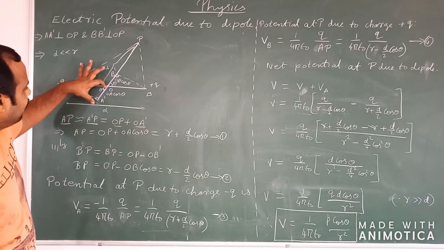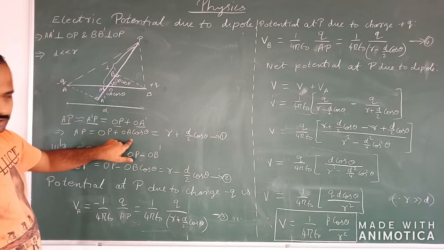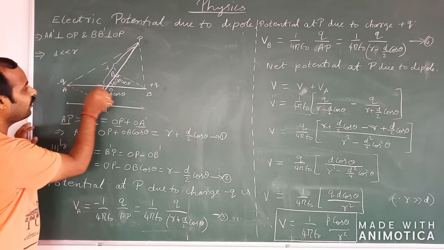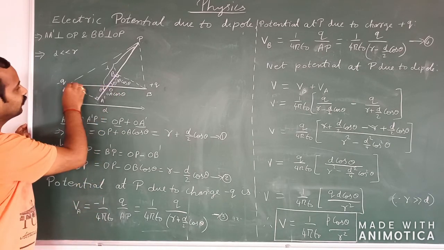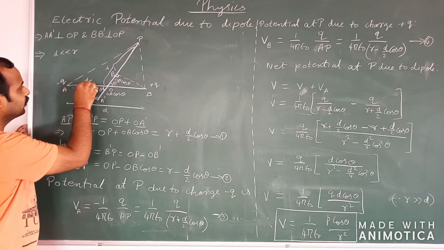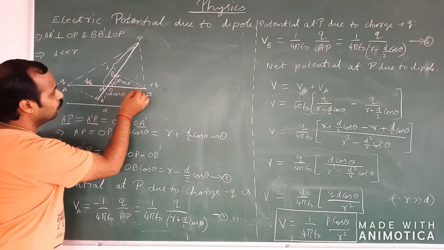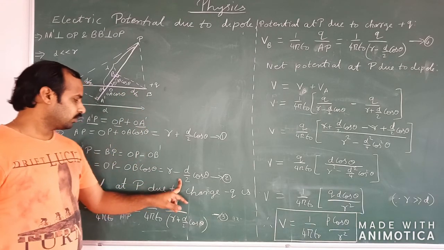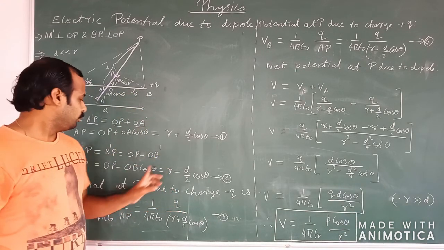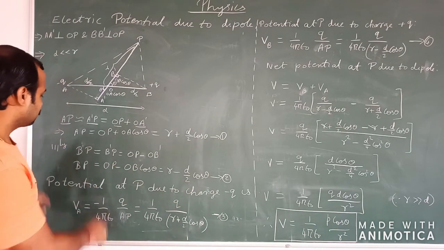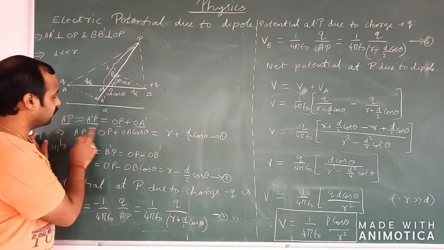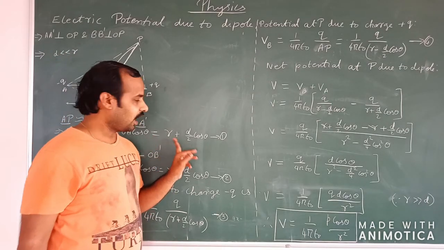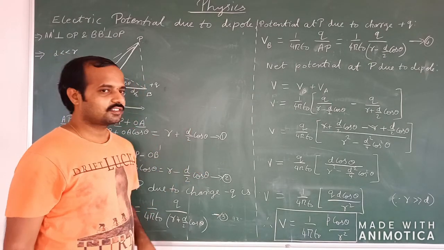We can see that OA dash is nothing but OA cos theta, I have substituted. And what is OA cos theta? OA is nothing but half of the dipole, which means OA is equal to d by 2. In a similar manner, OB also will be equal to d by 2 here. So I am going to substitute it over here. So AP is equal to OP plus OA cos theta. I can write it as r plus d by 2 cos theta.